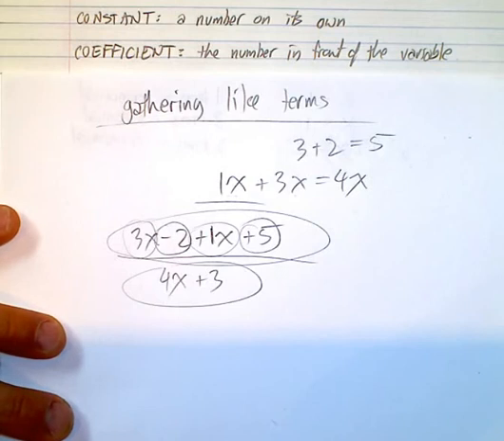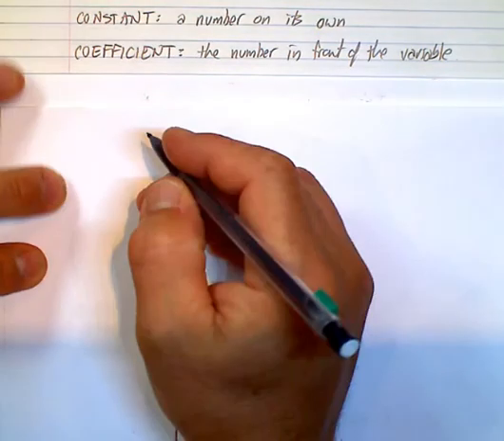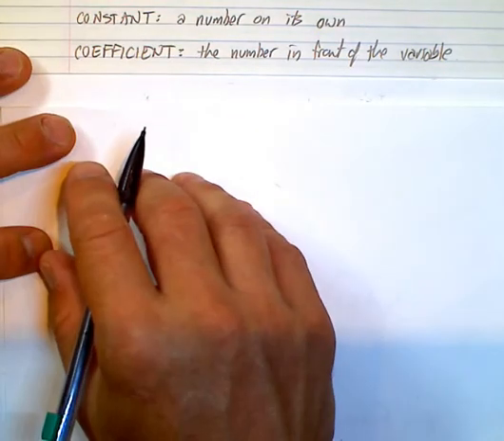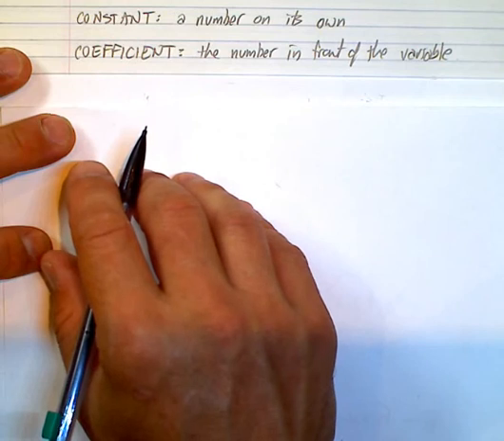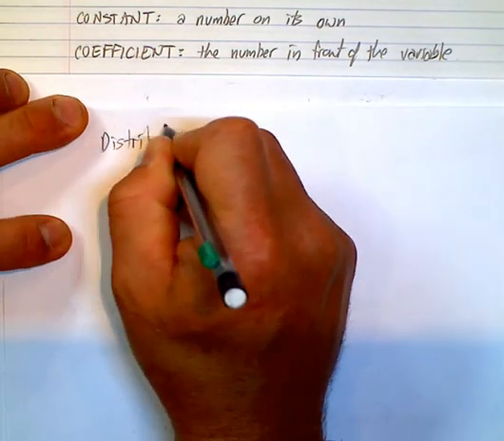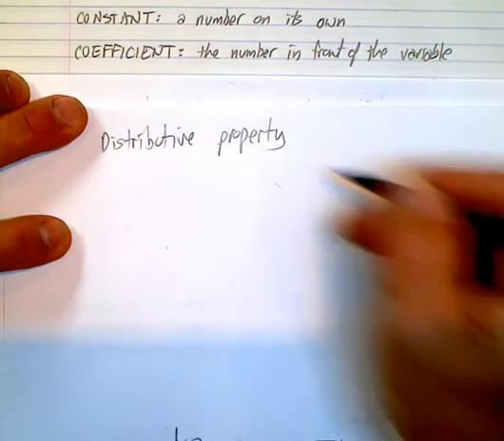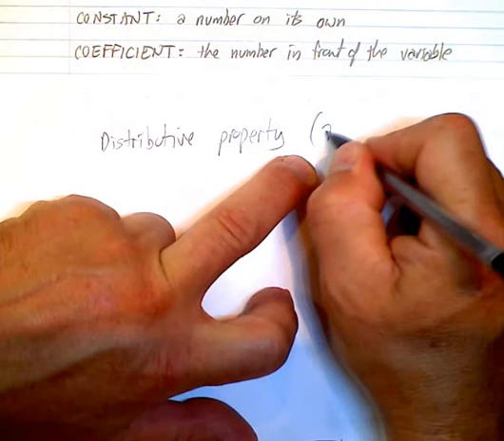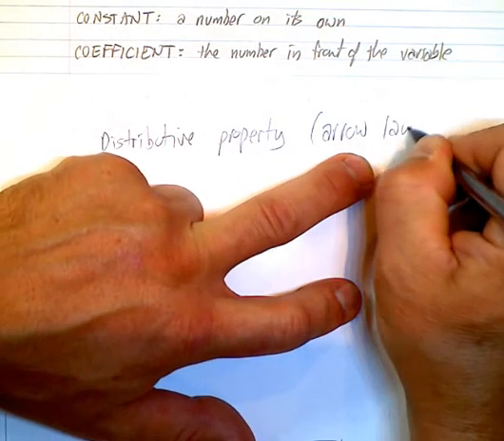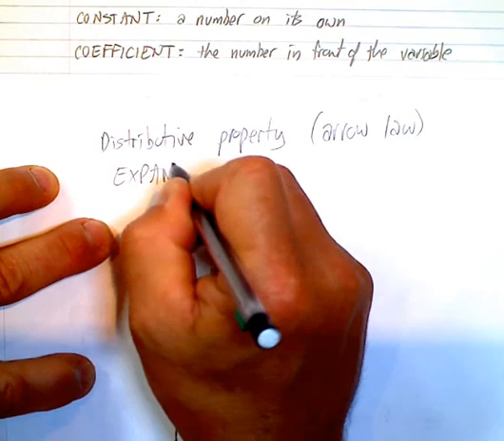The one last thing that I want to show you and to remind you of is what we call expansion, or what is it called? Oh my goodness, the distributive property. Some people call it, and I like to call it, the arrow law. I'll show you why. It's basically what you do when you expand, and it deals with brackets.